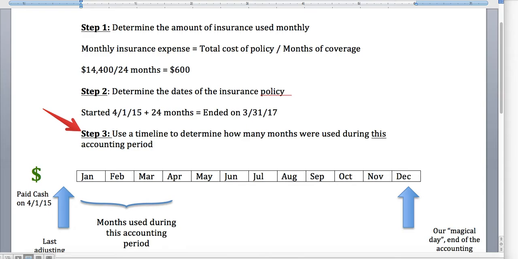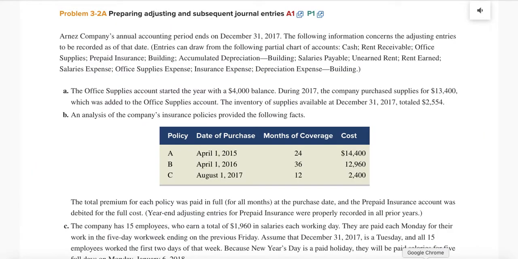And step 3 says use a timeline to determine how many months were used during this accounting period that we're adjusting for. Okay, so in order to determine the period we're adjusting for, if you go back to your problem, it tells you here that our annual accounting period ends on December 31st, 2017. So we're recording adjusting entries for 2017.